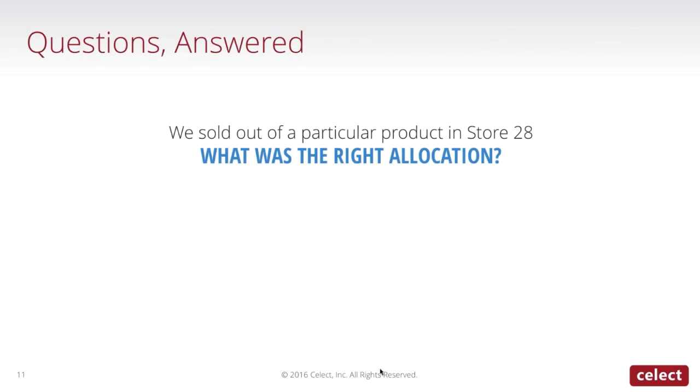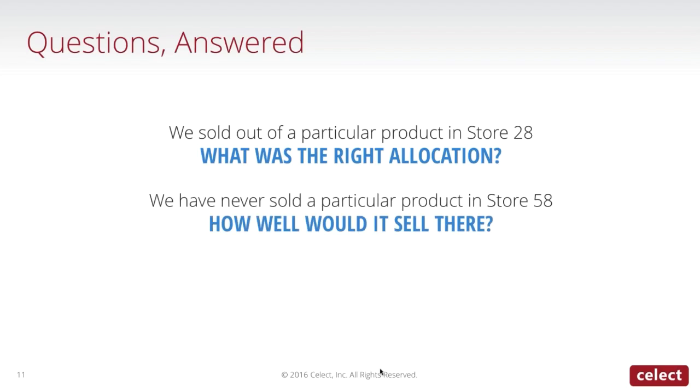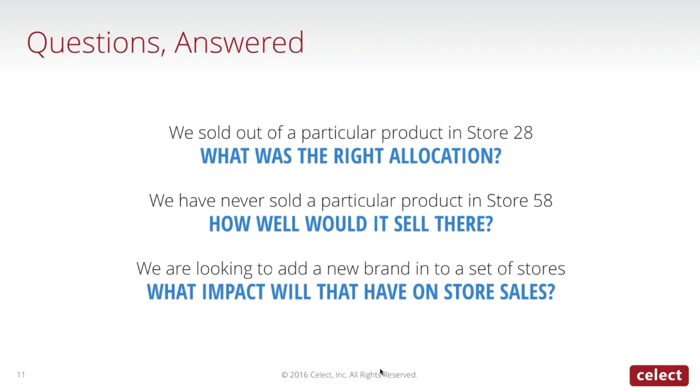So, some more questions that we answer. We sold out of something in store 28. What should we have allocated there? If we've never sold a certain product in store 58, how well would it sell there? How do we know, right? Before we actually commit and see it succeed or fail, how do we know ahead of time?